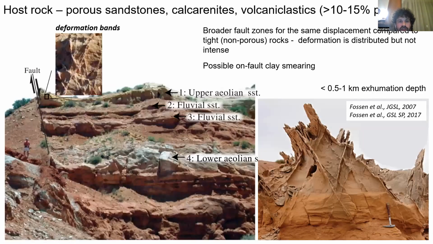So the first one, for sure, is the lithology, so the host rock lithology, which, as we can see, is also related to the depth at which the faulting happens. For example, if we have very porous lithologies, which means normally rocks which have more than 10–50% porosity. So this means porous sandstone, calcareenites, for example, or volcanic clastics.